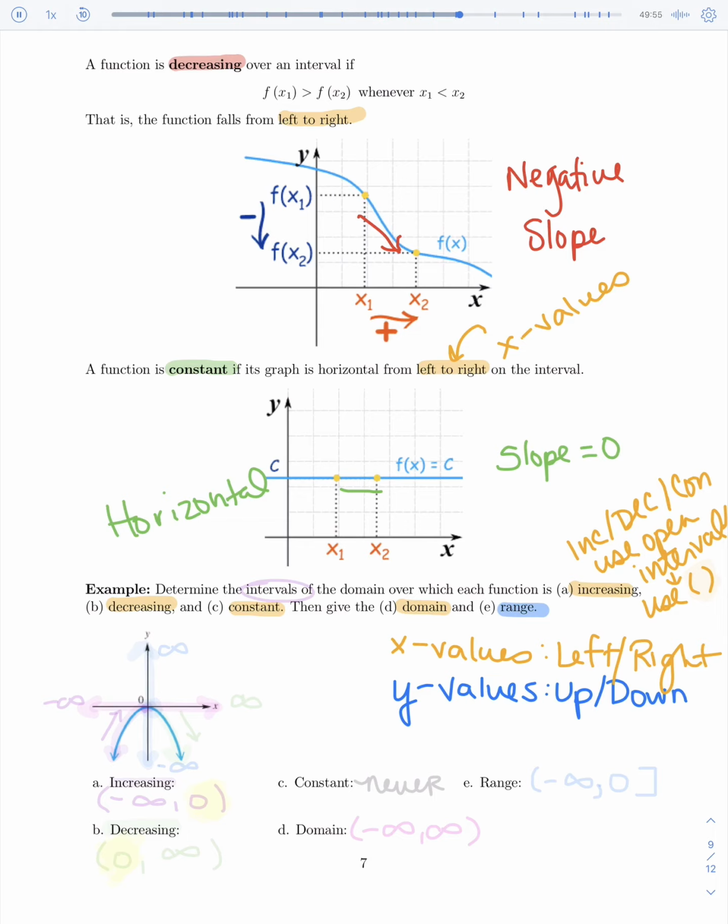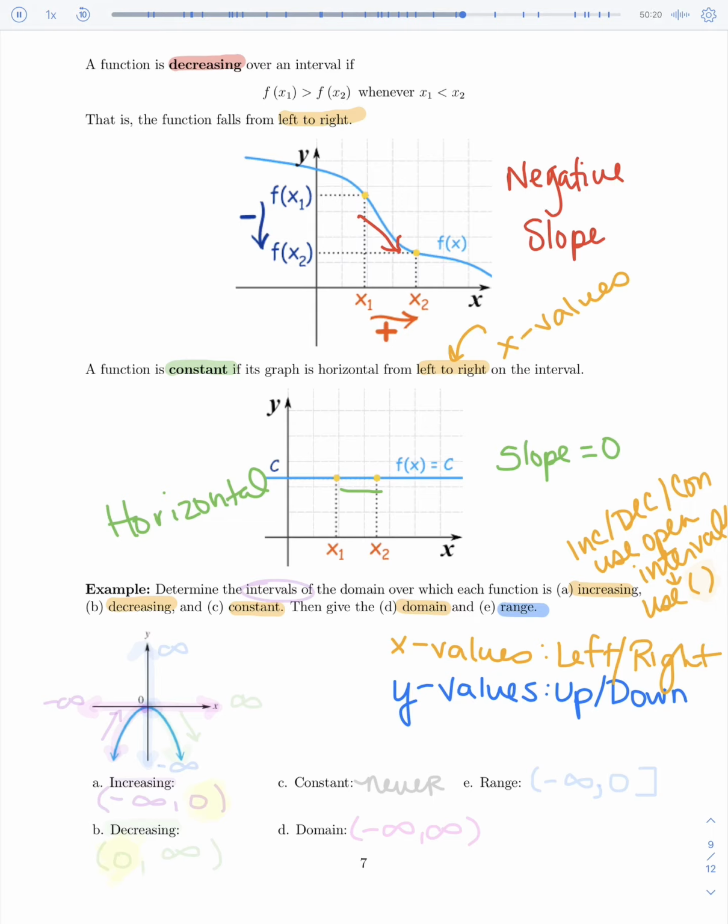And by using an open interval, using parentheses, what doesn't happen is you don't end up with an overlap. If you use brackets, a lot of times what you can end up with is a spot on your graph where you're both increasing and decreasing. And that's not possible. It's kind of like saying that you can move your car forwards and in reverse at the same time. And you really can't do that.